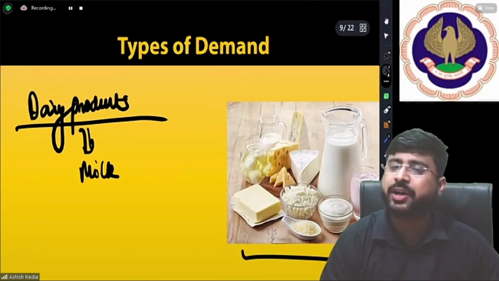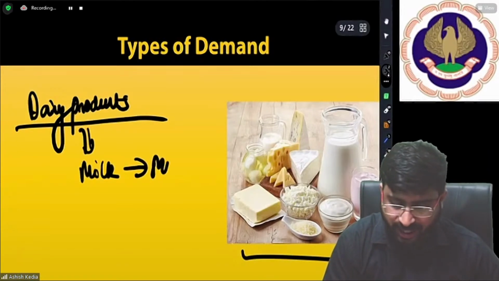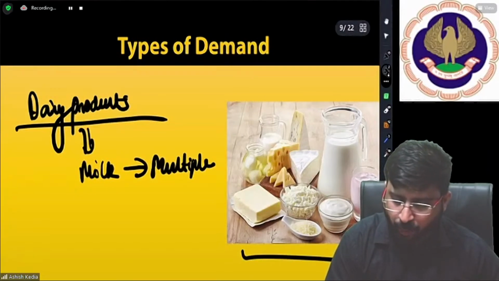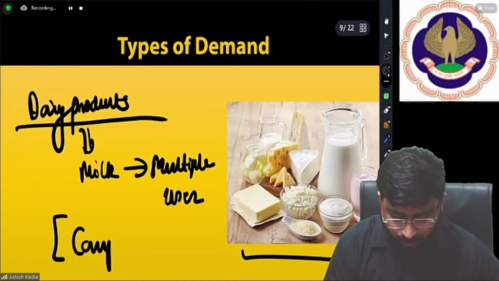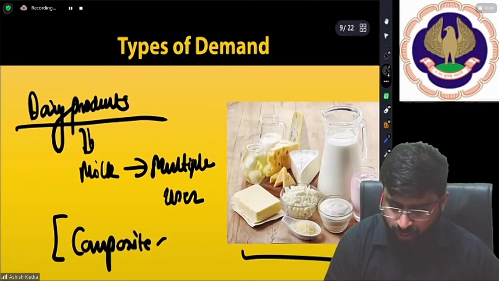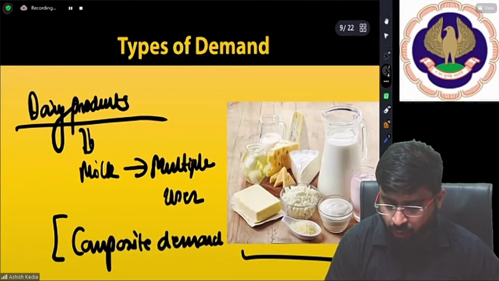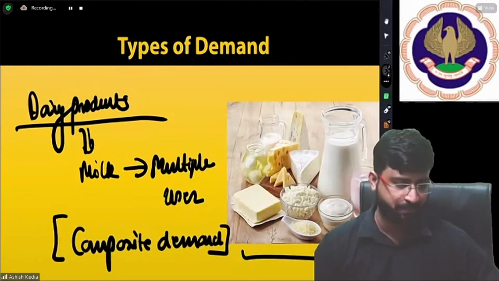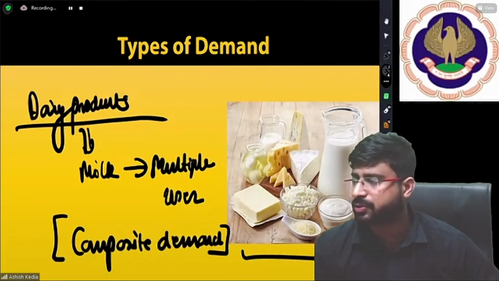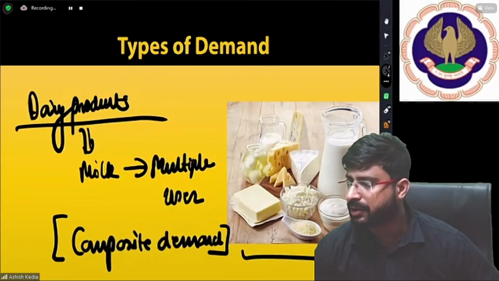So when you demand products which have multiple uses, like milk or electricity, that demand is called composite demand. I use such words while we study, so that's why I explained. Demand for such products is called composite demand.